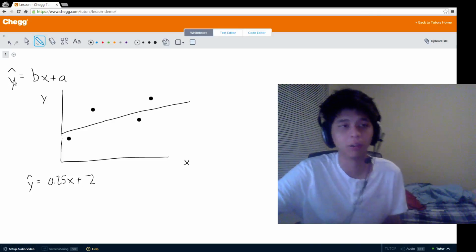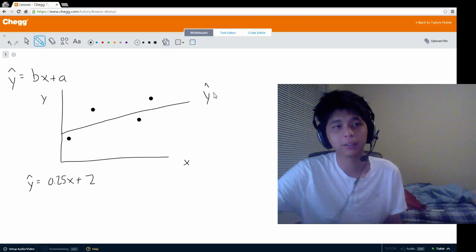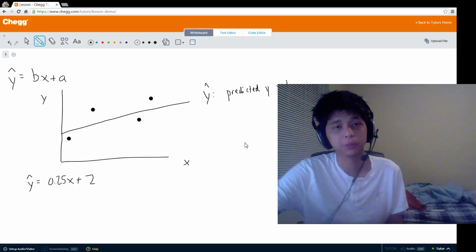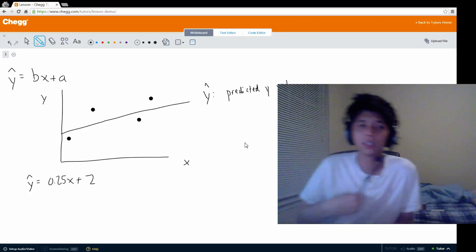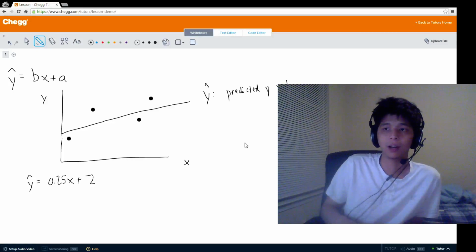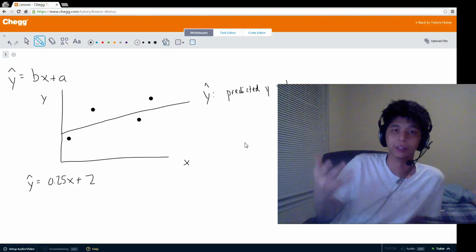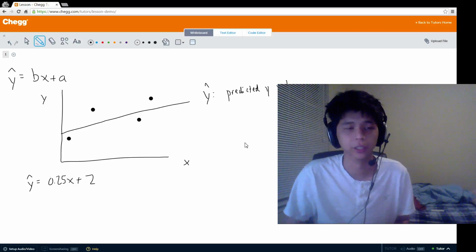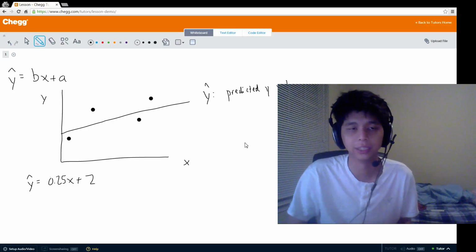The reason why it's y-hat and not y is because y-hat represents the predicted y value. So the difference between y-hat and y is that y is supposed to be the actual y value of whatever you're looking at, whereas the y-hat is what the regression equation that is given to you is going to predict the value to be.